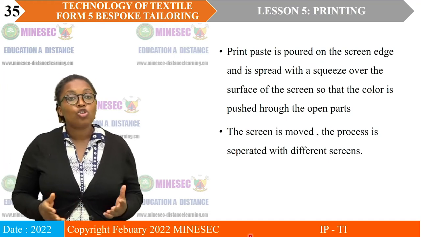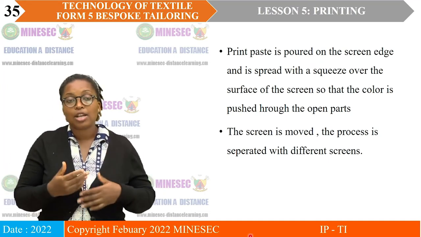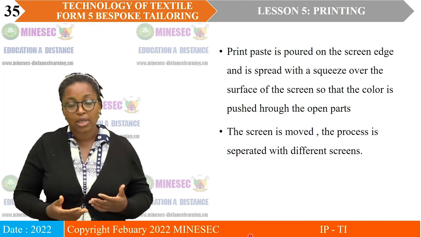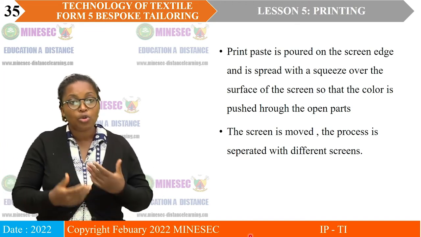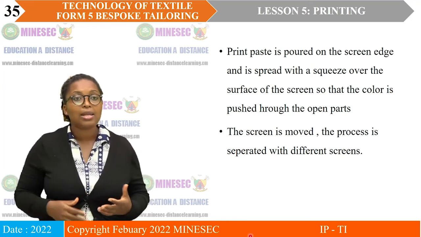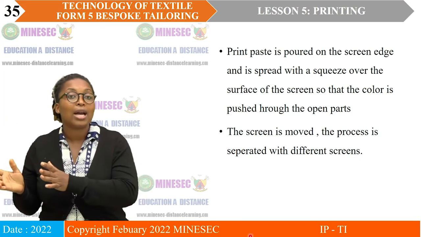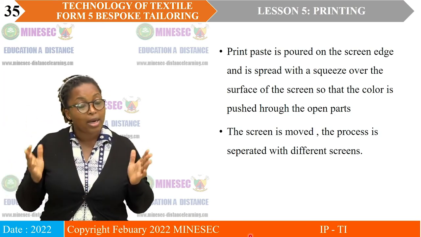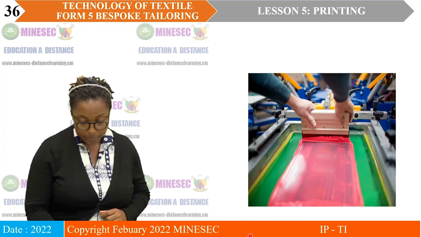Now, after that, you remove the screen and you repeat the process. This is as you are doing it manually, okay? We said it can be done by hand or by machine. So when you are doing it manually, that's how you do it. You push with your hands. After that, you remove the screen. If there's another color, you use another screen for another color. Remember, we said each screen for each color.